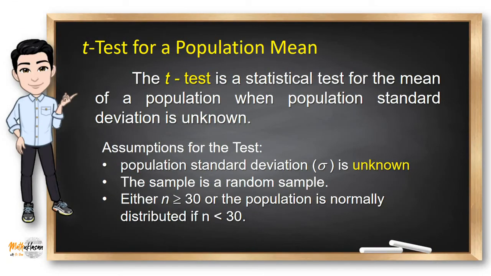Aside from the z-test, the t-test for a population mean is one of our options when the population standard deviation is unknown and we want to test the mean of a population. So we need these assumptions for this t-test: the population standard deviation is unknown, the sample is a random sample, and either n is greater than or equal to 30, or the population is normally distributed if n is less than 30.